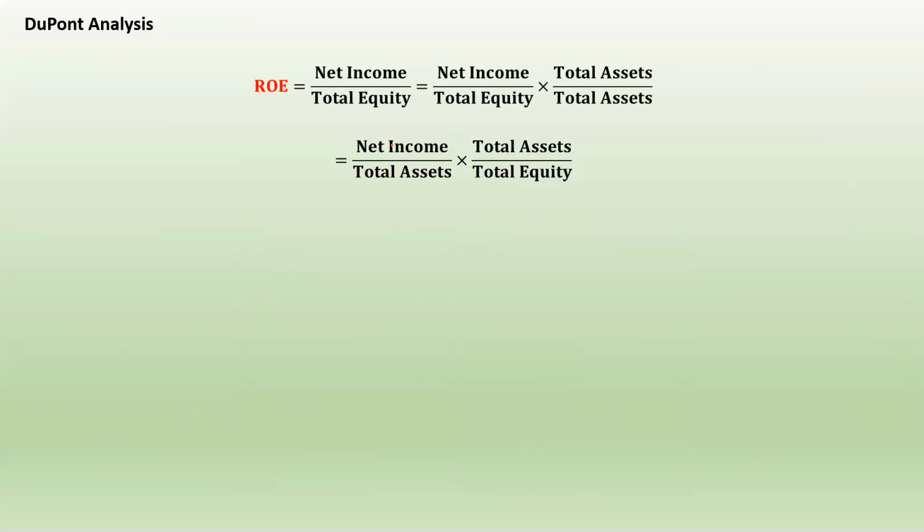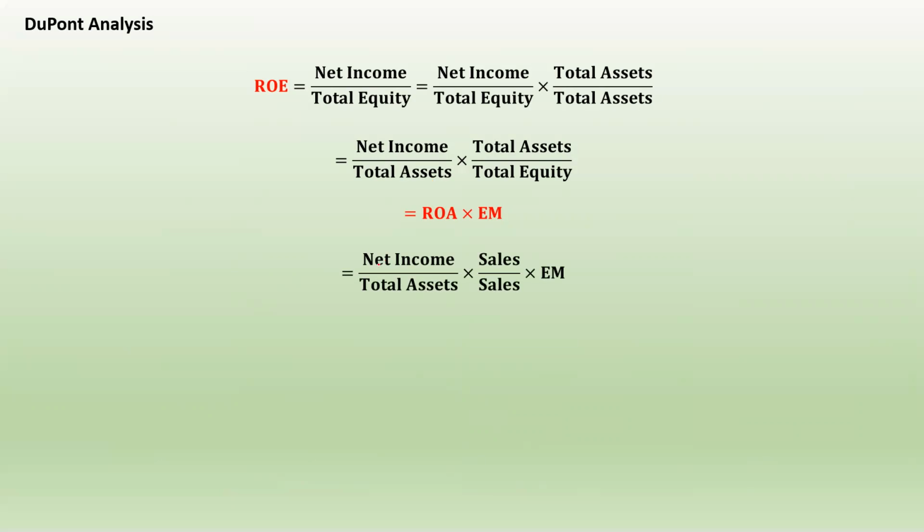So what is net income divided by total assets? That is ROA, return on assets. The total assets divided by total equity, that is the equity multiplier. So if we know return on assets and the equity multiplier, we multiply those two numbers, and we can get the return on equity. We can further decompose return on assets.